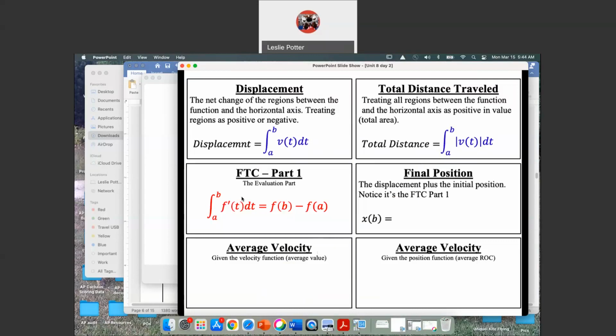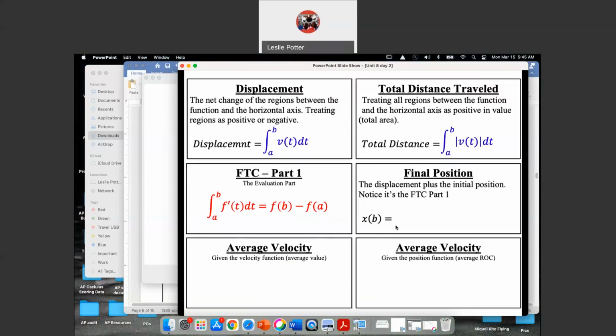And so if we relate this back to displacement, then this is integrating the velocity function. So this derivative becomes the velocity function, right? Velocity is a rate of change, and so that would be in the integrand. And this would be x of b minus x of a. And if I added x of a to both sides, then I could solve for x of b, and I get the displacement plus the initial position.